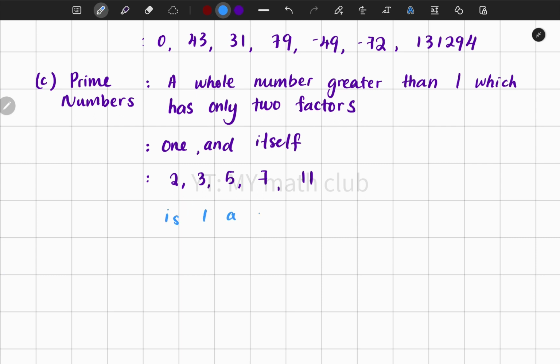One thing that most students get confused about is whether 1 is a prime number or not. The answer is no. 1 is not a prime number because if we look back at the definition, a prime number must have 2 factors. But 1 divided by itself and 1 divided by 1, technically speaking, is just 1 factor. So therefore, 1 cannot be considered a prime number.